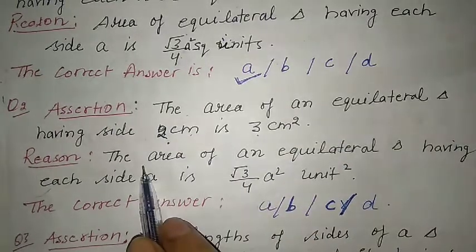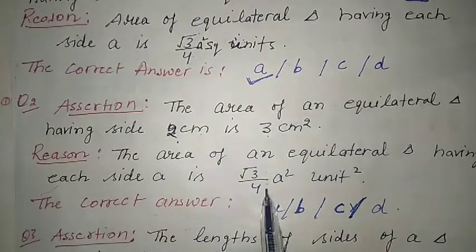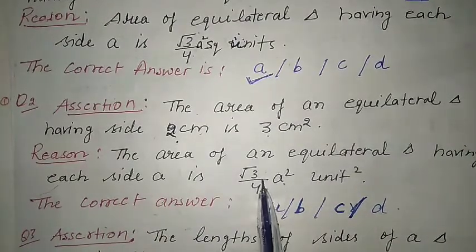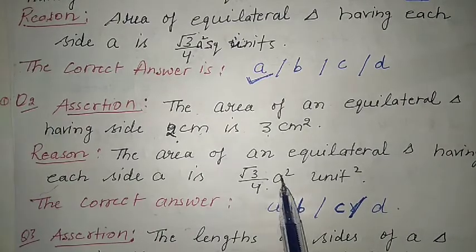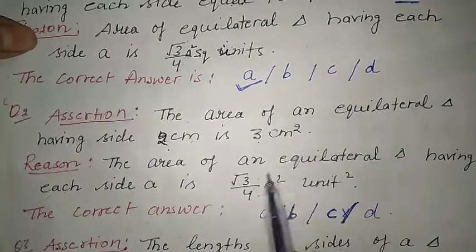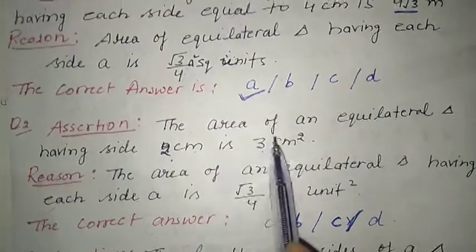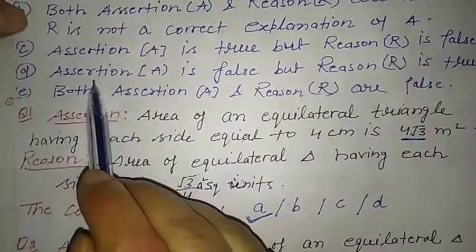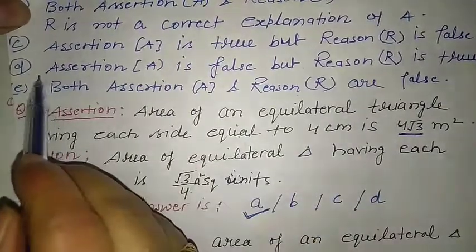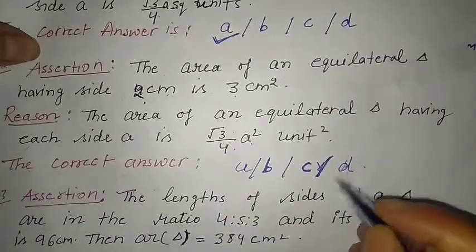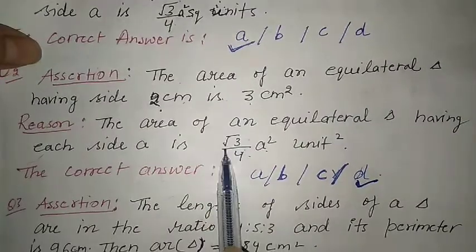Okay, second part. The area of an equilateral triangle having each side is root 3 by 4 into side square. By which formula have we checked the first part? With the same formula, root 3 by 4 into side square. So the second part is true. Reason is true, but the assertion is wrong. So we can see here: assertion is false, but reason is true. Which option? D part. So our D part is correct.